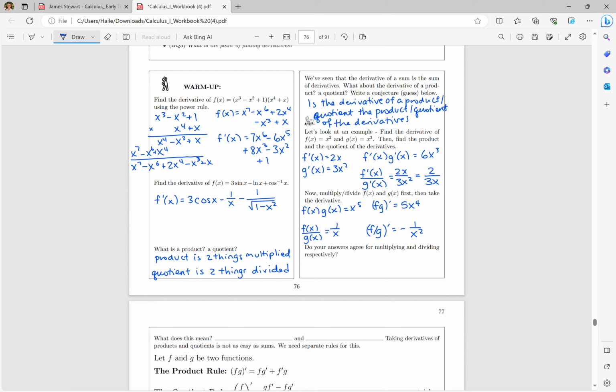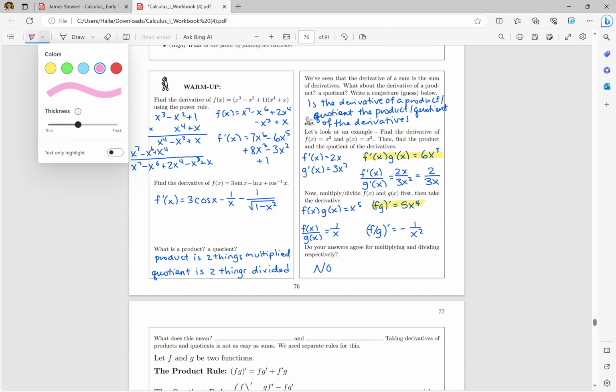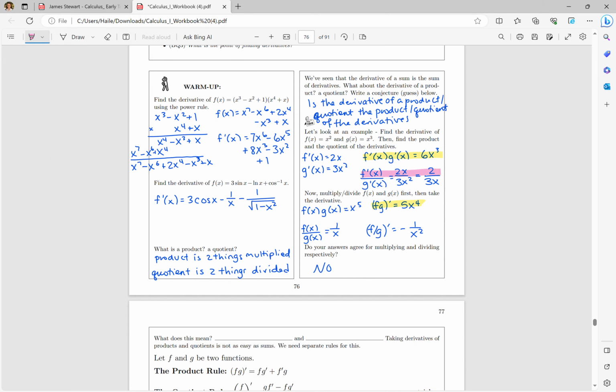Well, no. So if we look at our answer for f prime of x times g prime of x, that's 6x cubed, that is not the same thing as the derivative of the product. Furthermore, if we look at the quotient of our derivatives, that was 2 over 3x, which is not the same as the derivative of our quotient, which is negative 1 over x squared. So this is really important to note because we're going to have some special rules for dealing with products and quotients that we didn't have to have when dealing with sums.